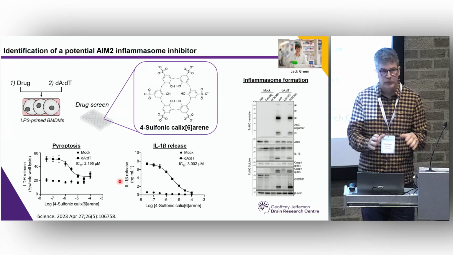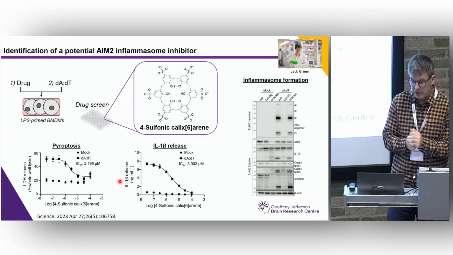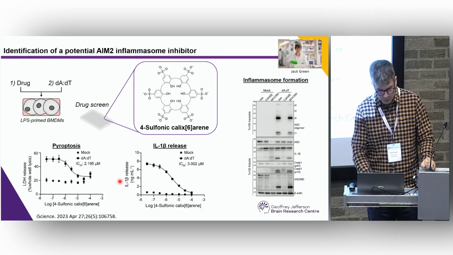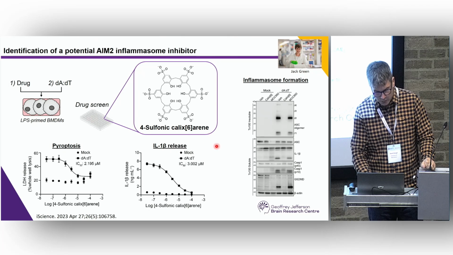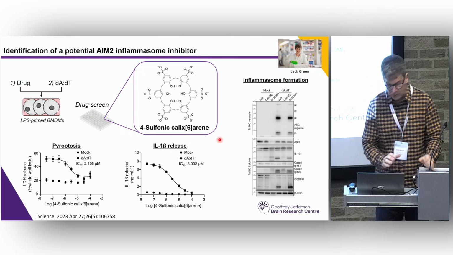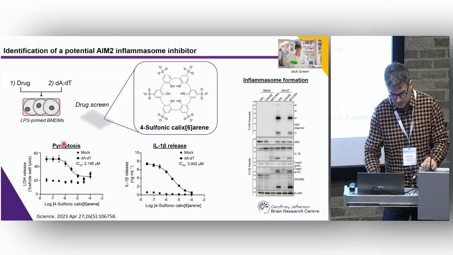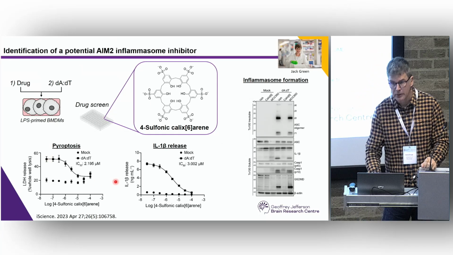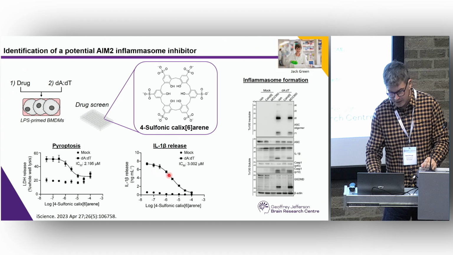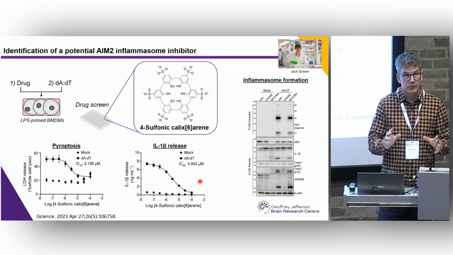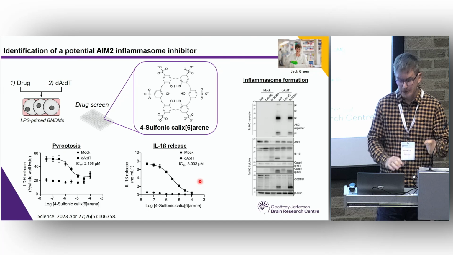We can activate AIM2 in culture. We just transfect the cells with poly-dAdT, and we get a pretty good AIM2 response. And from a screen we'd been doing, we identified this molecule, 4-sulfonic-calix-6-arene, as an AIM2 inflammasome inhibitor. And you can see that this molecule pretty well blocked the AIM2-dependent pyroptosis and interleukin-1 beta release. There's a number of ways you can look. You can measure inflammasome activation. You can look at specks via microscopy.